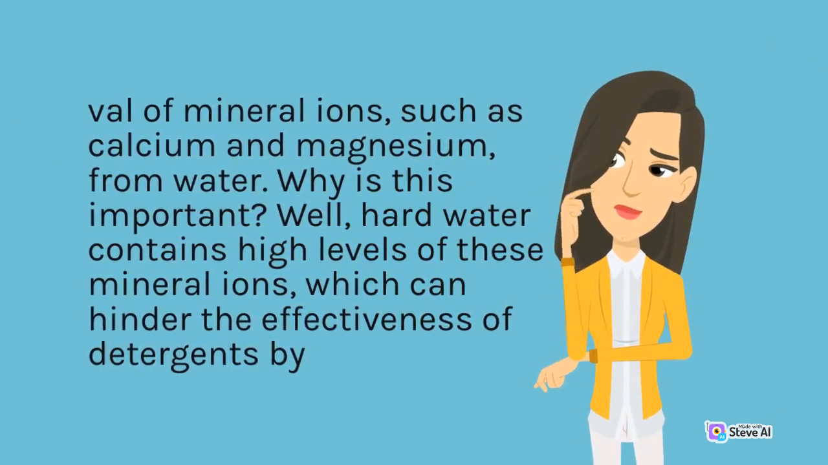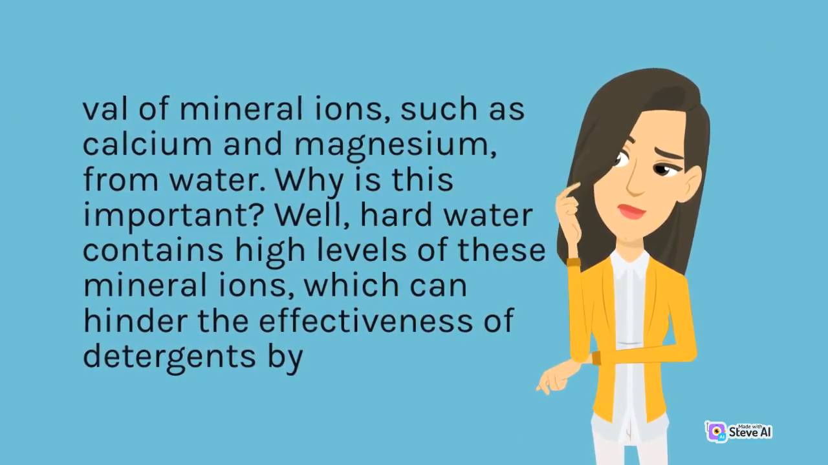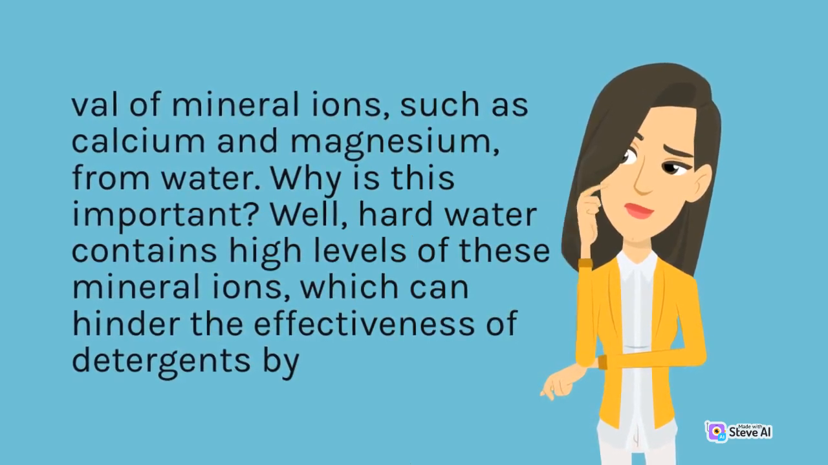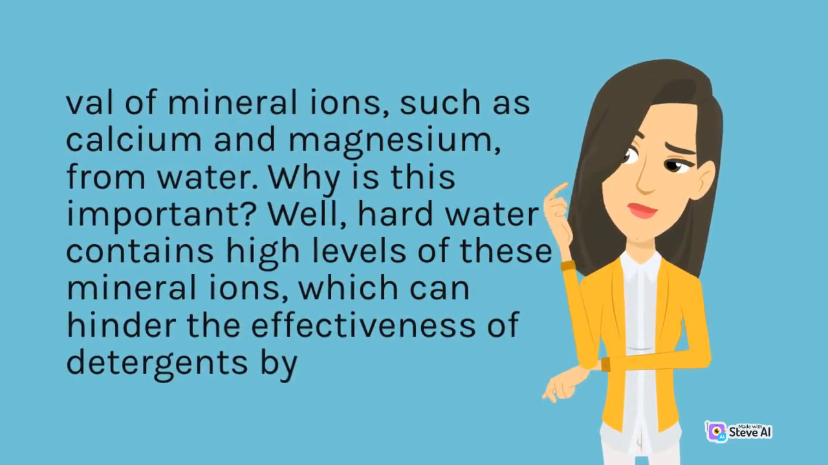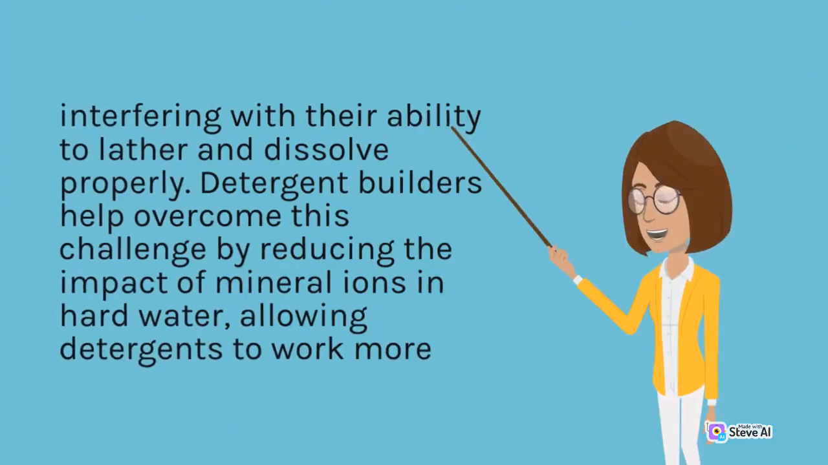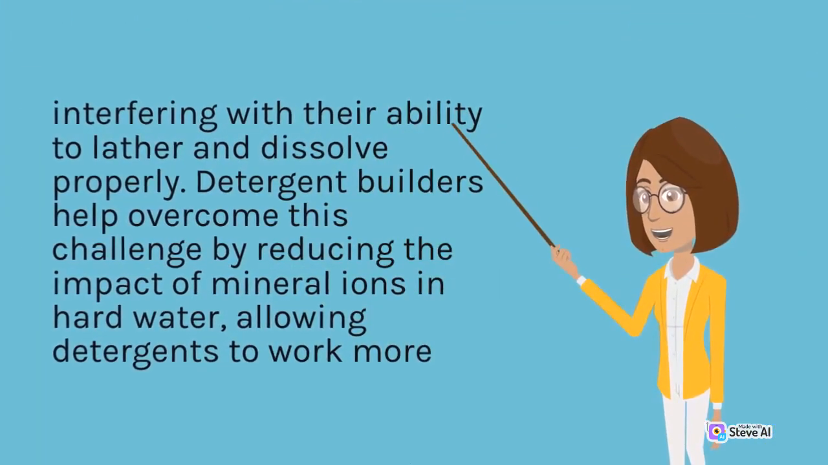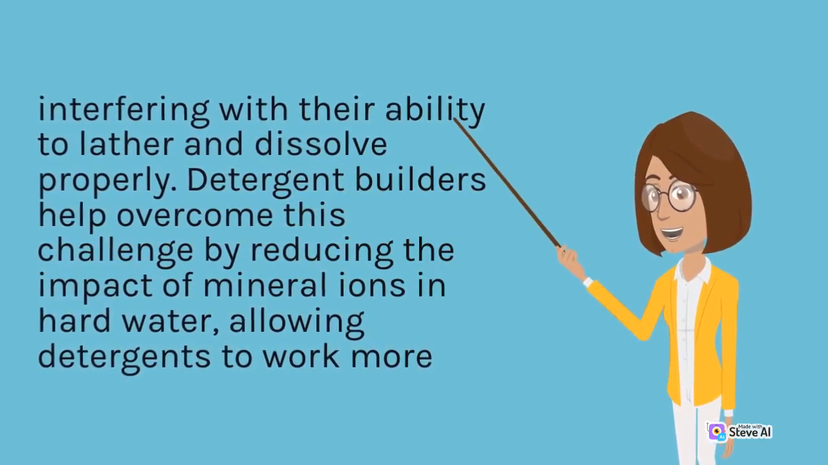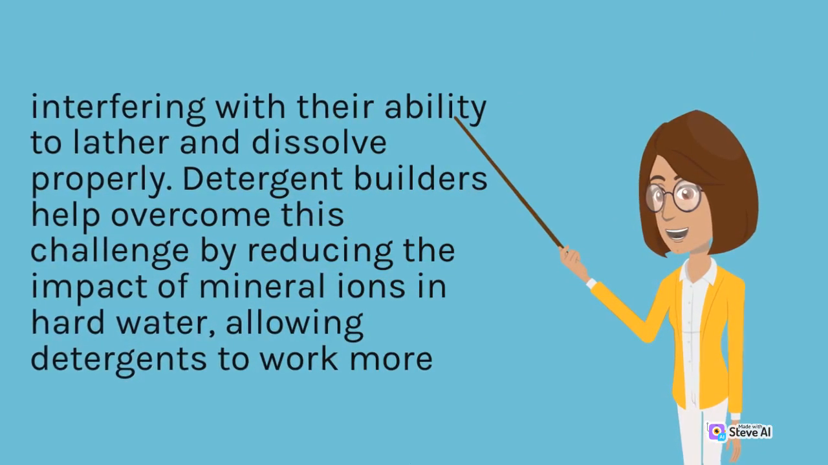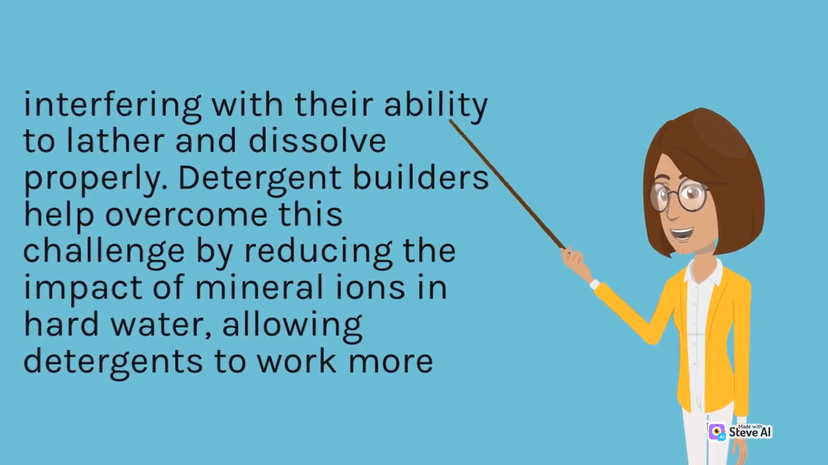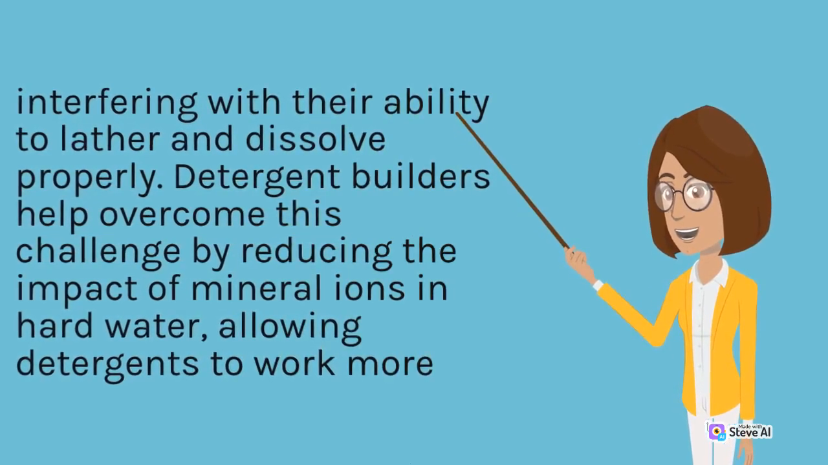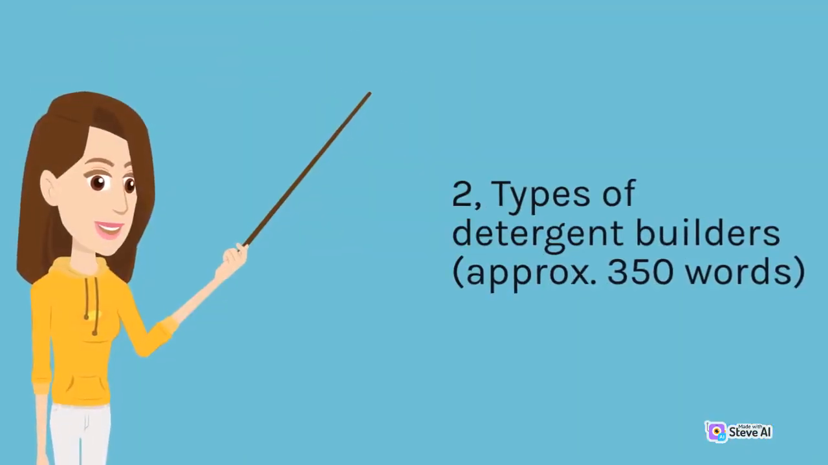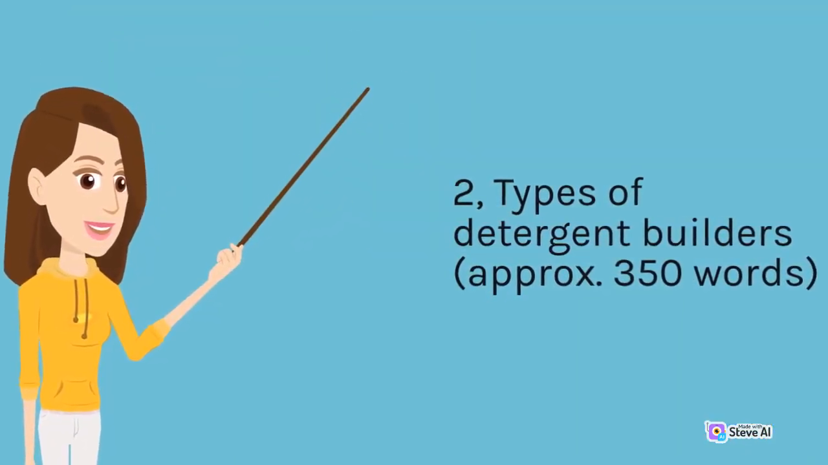Why is this important? Well, hard water contains high levels of these mineral ions, which can hinder the effectiveness of detergents by interfering with their ability to lather and dissolve properly. Detergent builders help overcome this challenge by reducing the impact of mineral ions in hard water, allowing detergents to work more effectively. 2. Types of detergent builders, approximately 350 words.